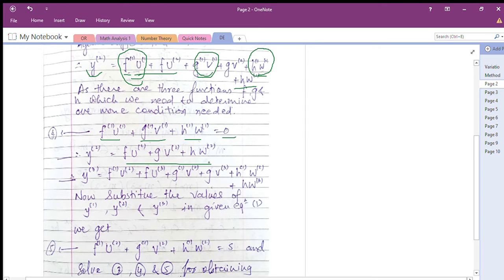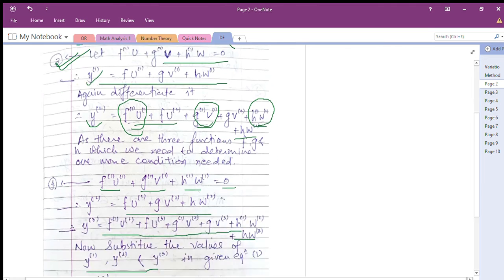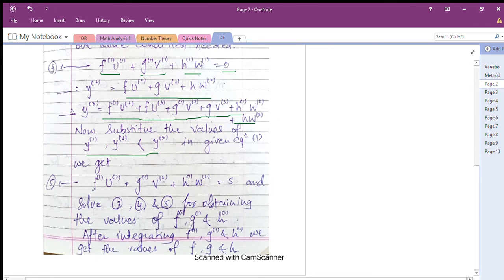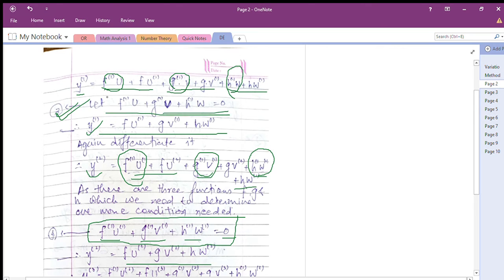Okay, so again differentiate it, same rules, same conditions. Now you have the values of y1, y2 and y3. Now put all these three values into the given equation number 1, and you are left with f1u2 + g1v2 + h1w2 = s. Now you have three equations. This is the first equation, this one is the second equation, and this one is the third equation.